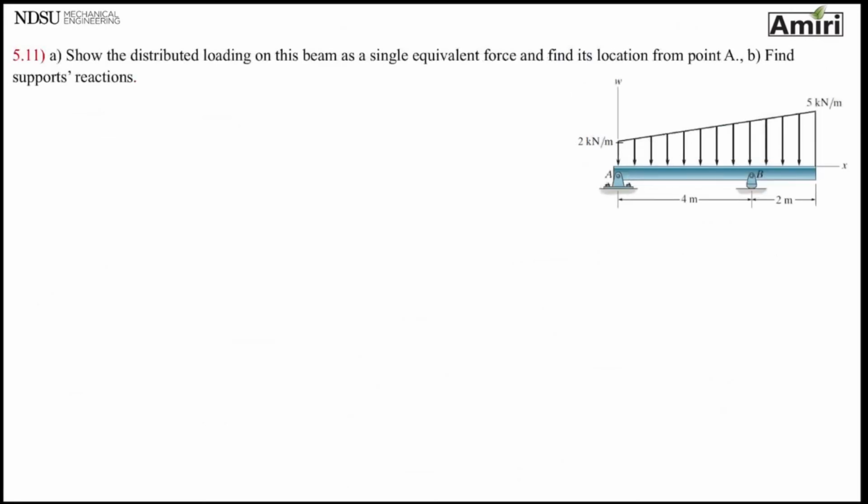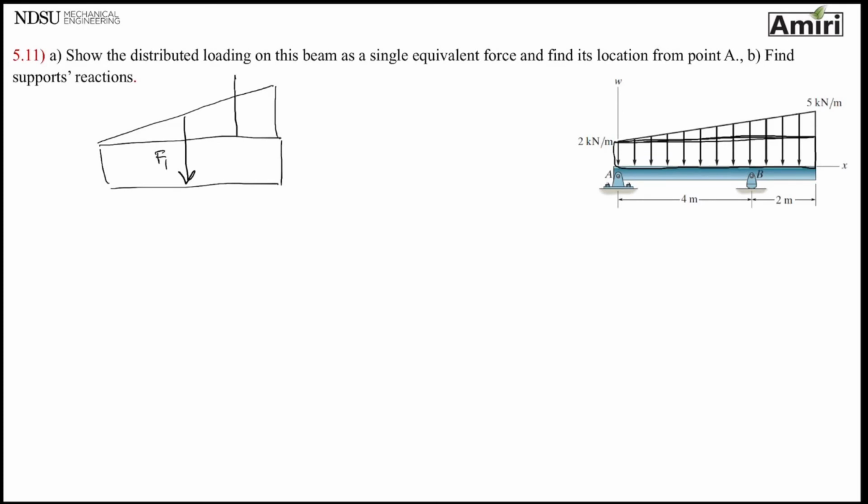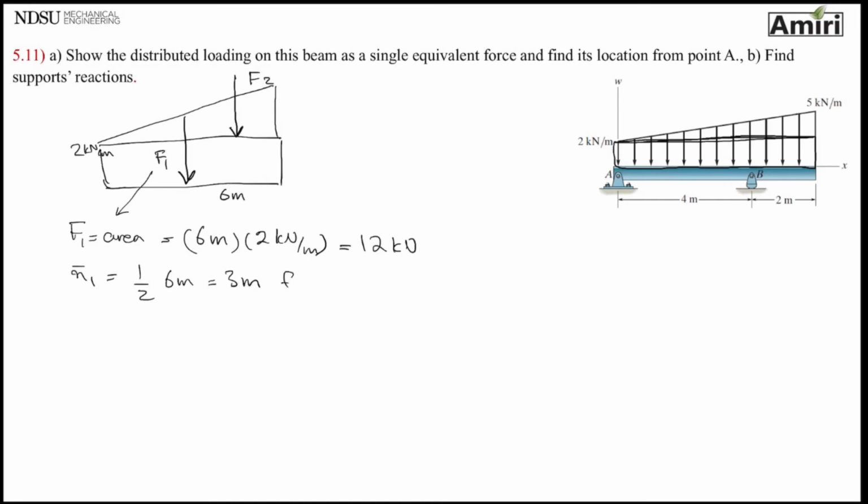So the first thing I do, I have to divide this area into areas that I'm comfortable finding and working with. So I'm going to make a triangle sitting on top of a rectangle. This rectangle is going to have an F1. That triangle is going to have an F2. All I have to do is find this F1, which is area under this rectangle, which is 2 kilonewtons per meter with the length of 6 meters. So it's going to be 6 meters times 2 kilonewton per meter, and that is going to be 12 kilonewton. The x bar of it is center of that area, which is half of the length, so 1/2 of 6 meters is 3 meters from A.